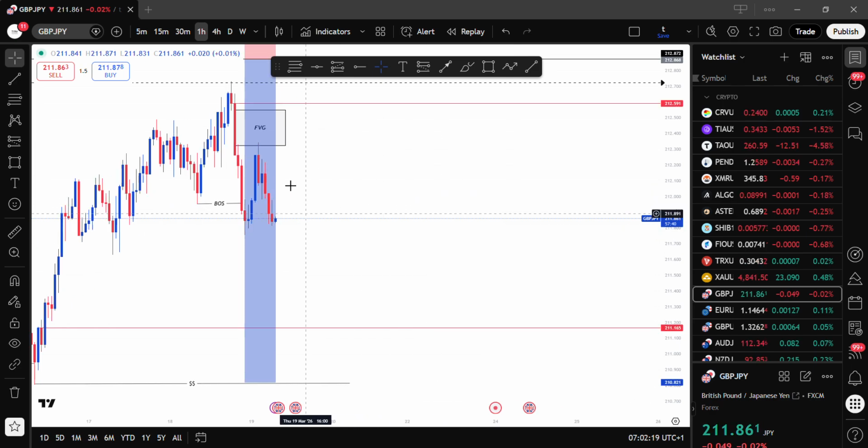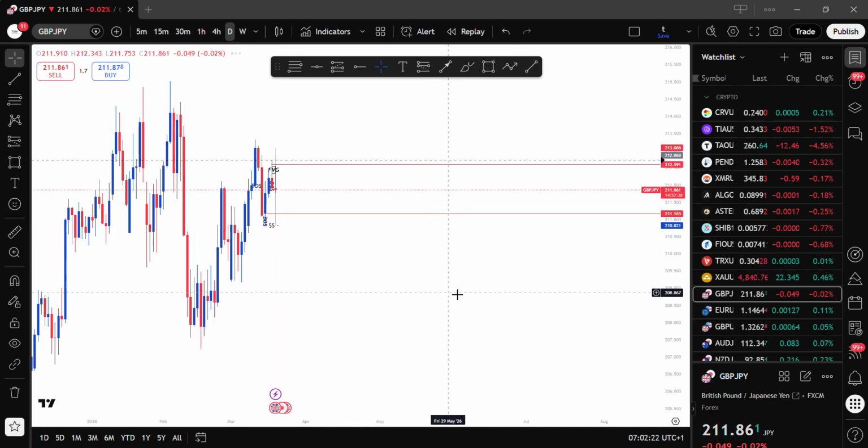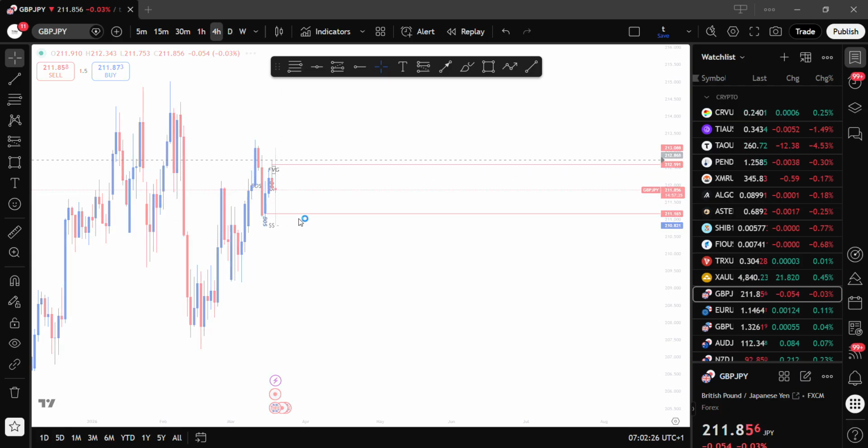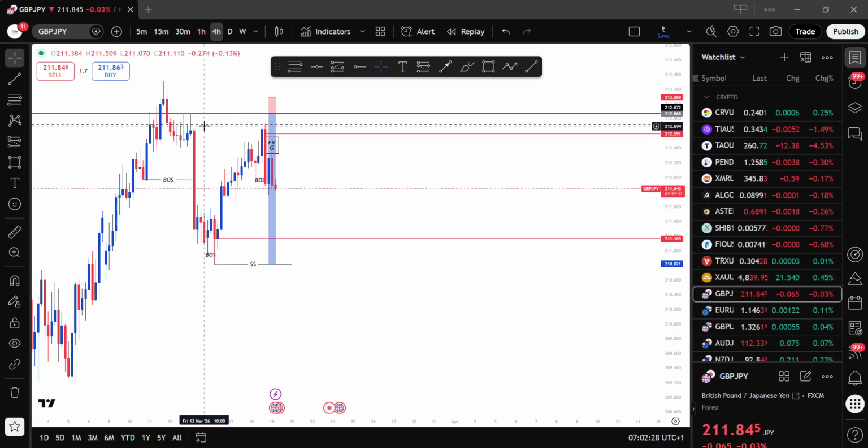On the GBP JPY, you noticed the market has been selling after testing this point. It's supposed to keep selling, which is this 4 hours entry we have here, and we said if you test this point we're going to wait for entry on 15 minutes.